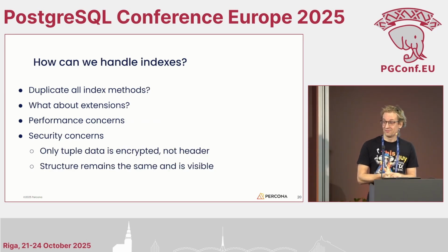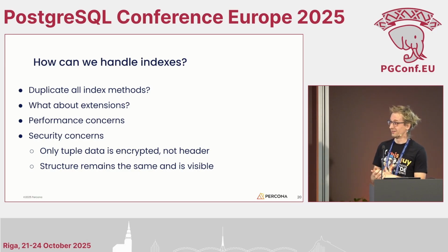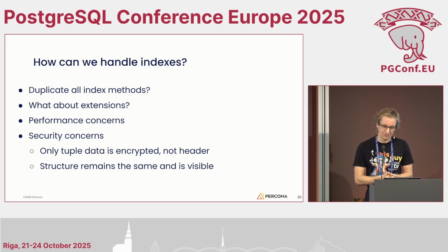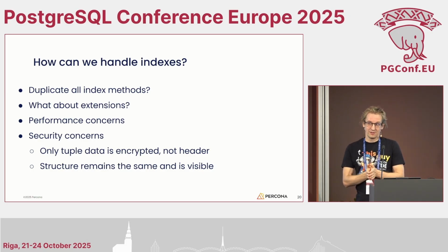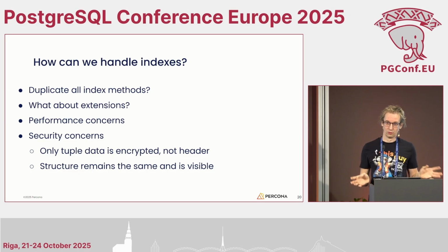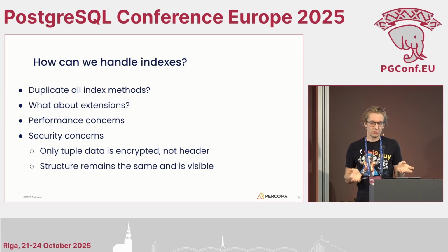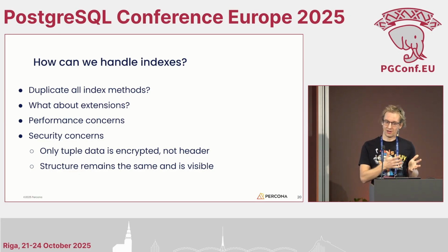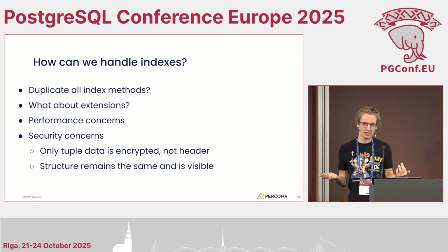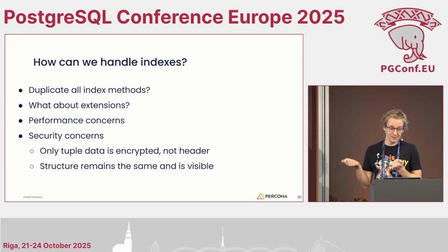And since I already talked about indexes related to performance, we still had this open question: can we handle indexes or not? And if we handle all the index access methods which are internal to Postgres, so part of the core or the contrib modules, what about other extensions like PostGIS? How will we handle them? Do we fork PostGIS and provide our own encrypted version, or what can we do?